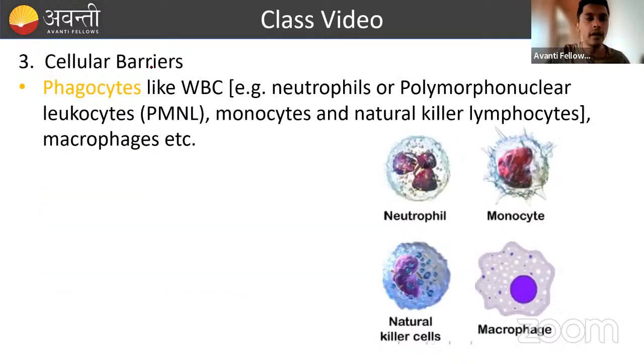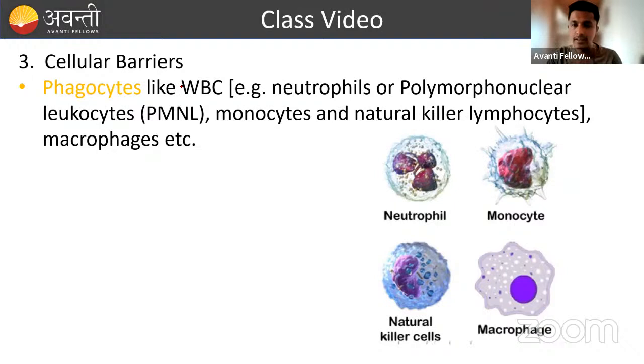Now we will talk about cellular barriers. What are cellular barriers? There are some white blood cells which are protecting our body in a very non-specific fashion. They do not care about what type of antigen has entered. They just care whether it is an antigen or not. Whoever it is, irrespective, it might be dust, it might be a bacteria, or it might be a protozoan.